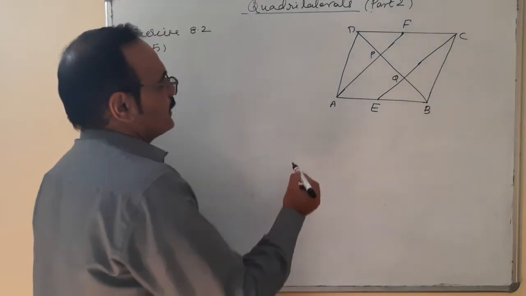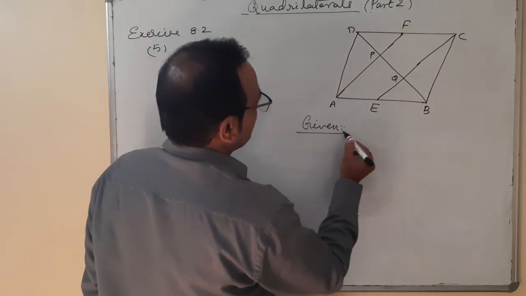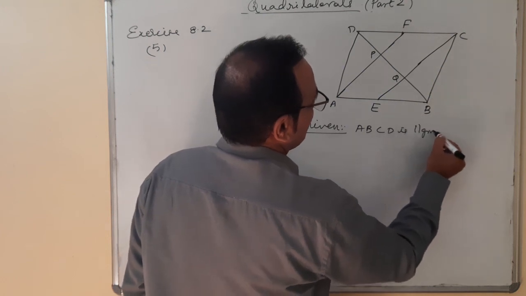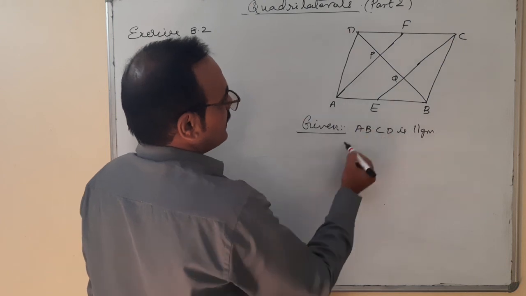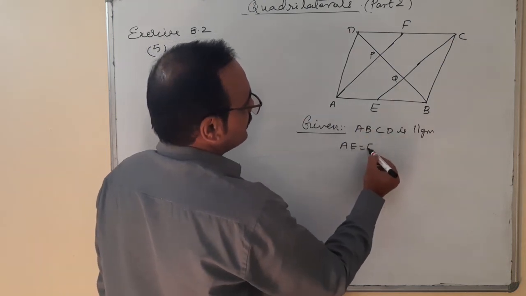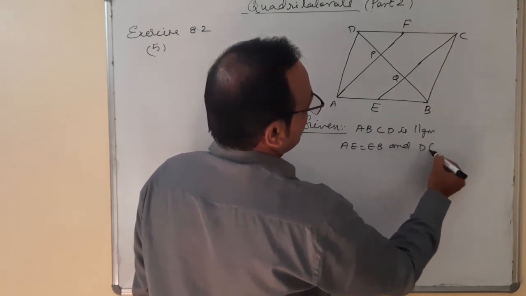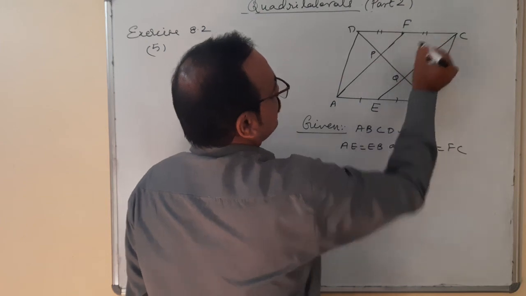Okay. Given, make a list of the things which are given. One very important thing, that ABCD is a parallelogram and E is the midpoint of AB. So I write here AE is equal to EB. And second is DF is equal to FC. They are given equal.